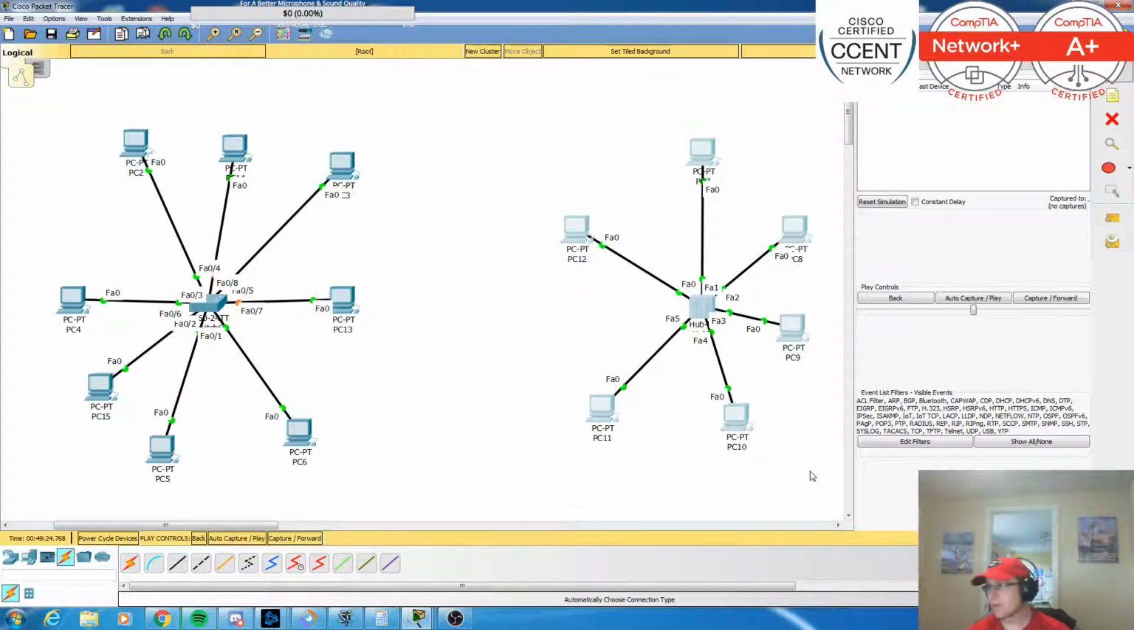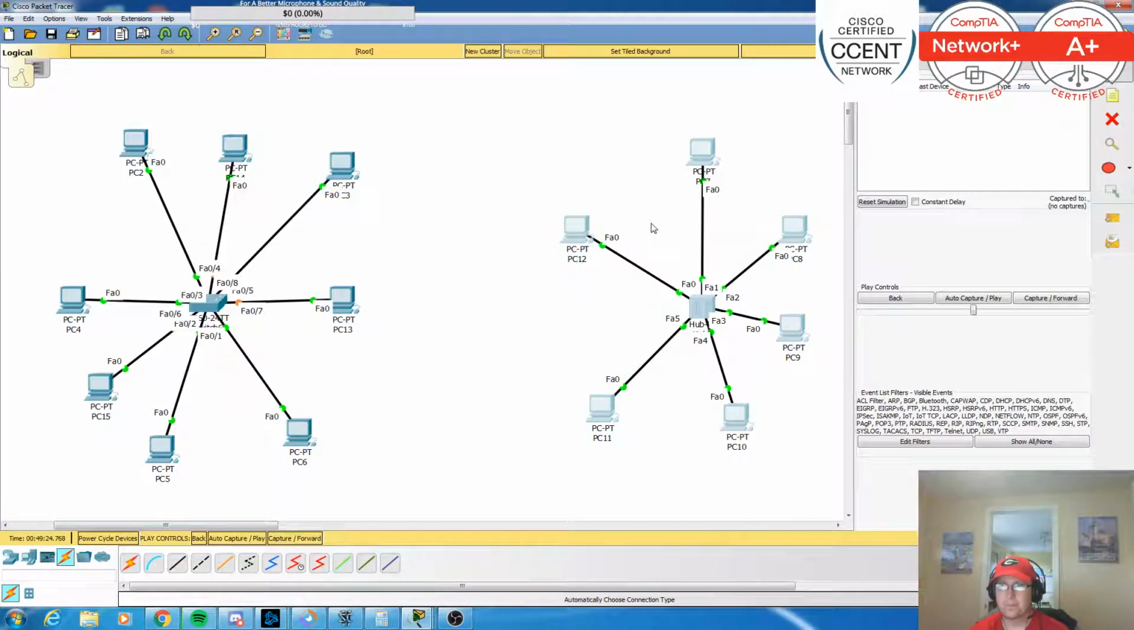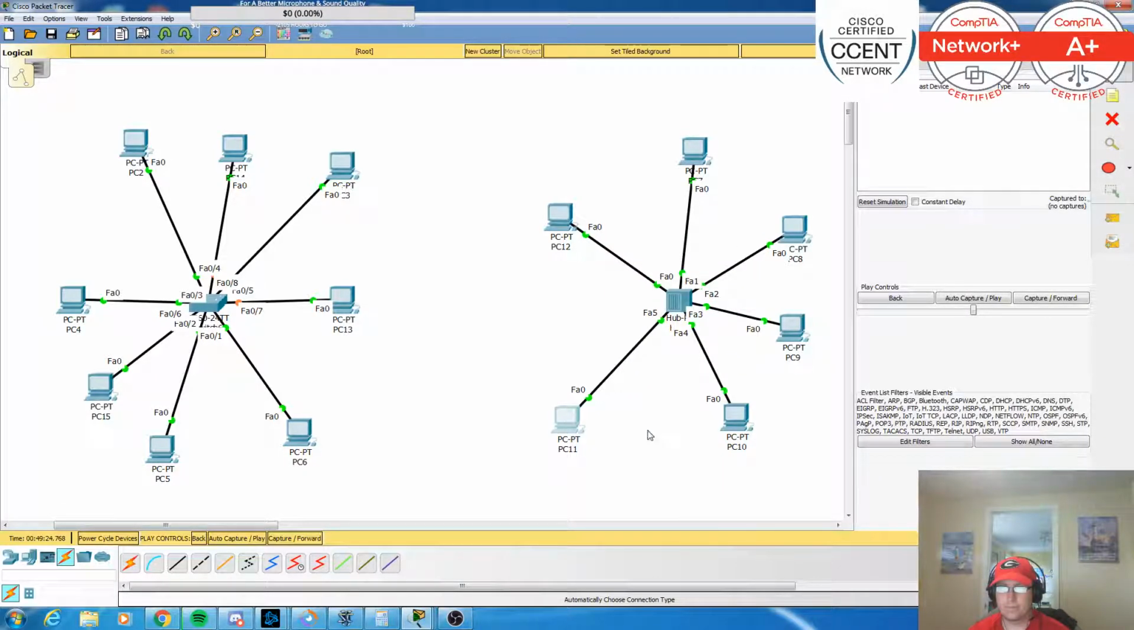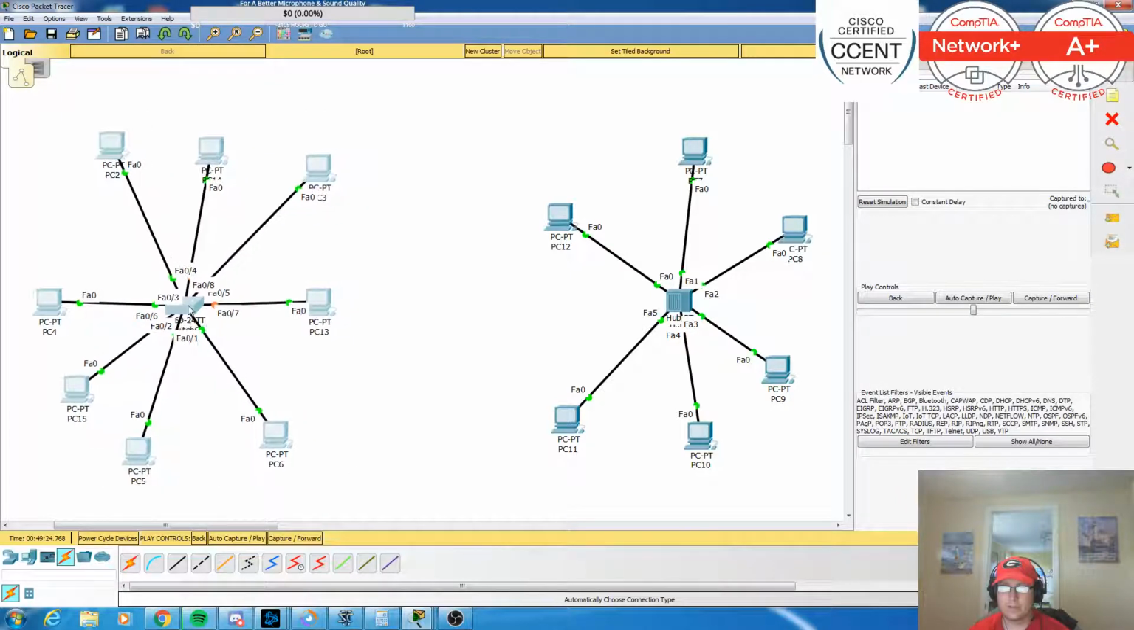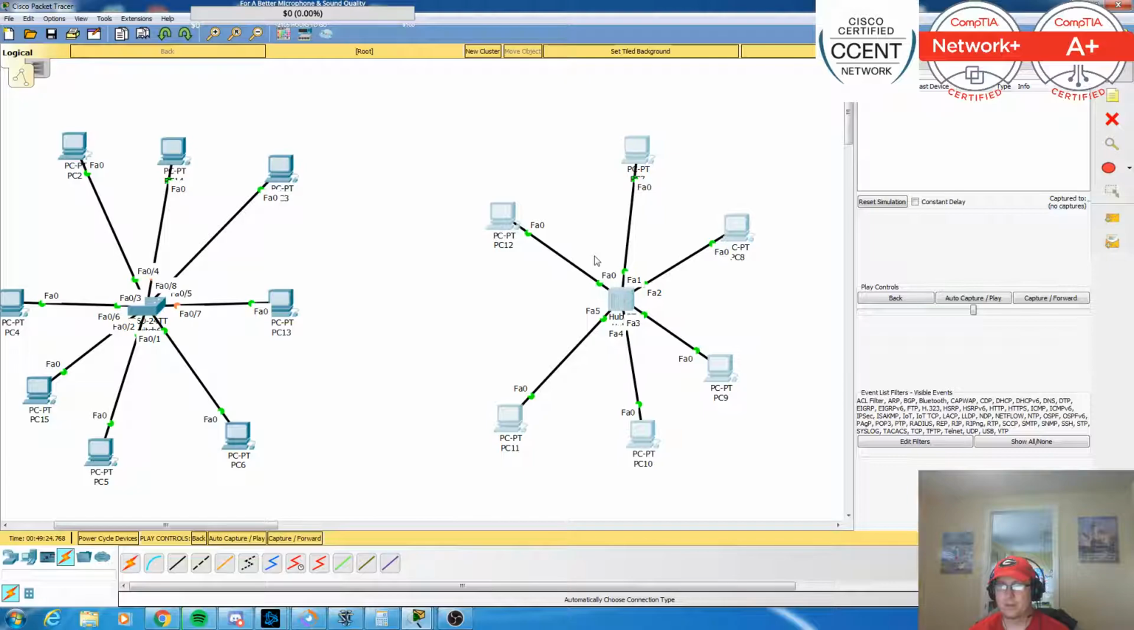How many collision domains do you think exist on this hub? Take a minute. How many collision domains exist on this hub? Only 1 collision domain exists on the hub.